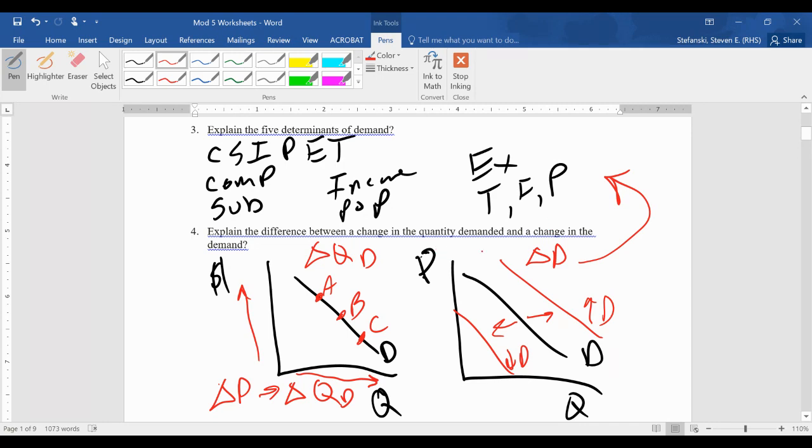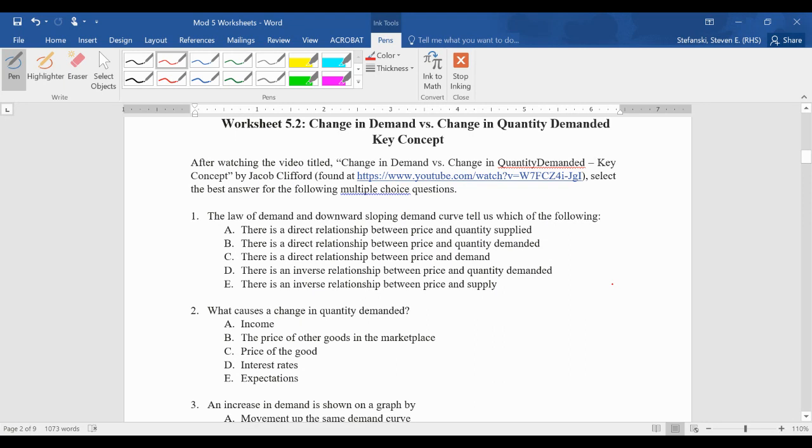If we go to 5.2, it says, once again, watch the video that I have linked on the website. For question 1, the law of demand and the downward sloping demand curve tells us which of the following. That would be D, the inverse relationship between price and quantity demanded. Number 2, what causes a change in quantity demanded? That would be a change in the price of the good. The other ones are shift changers, well, some of them are shift changers. Some of them have nothing to do with it right now.